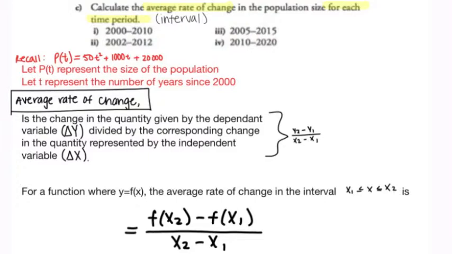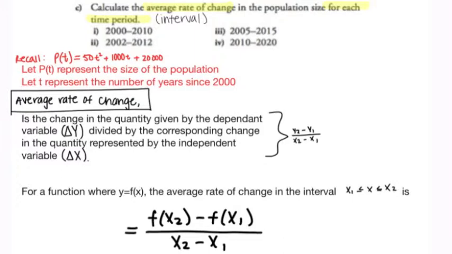It is also important to know what the average rate of change is, as well as how to calculate it. According to the textbook, the average rate of change is the change in the quantity given by the dependent variable, change in y, divided by the corresponding change in the quantity represented by the independent variable, change in x, otherwise known as the basic equation for slope.